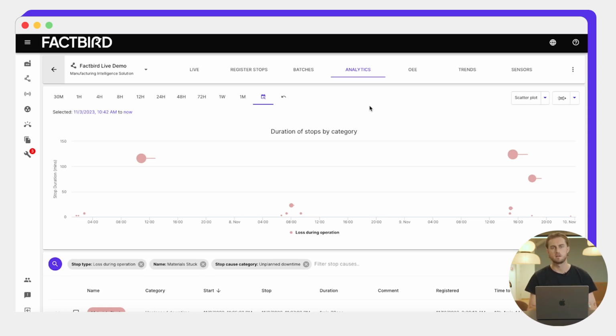When you scatter plot this data, sometimes you can see that a particular stop is only happening after lunch or on Friday mornings, or if you notice that there's a trend in when this stop is occurring, you can then give reasoning to understand, oh, this could be because of so and so. So that's how you analyze the different downtime and stops data in our system.